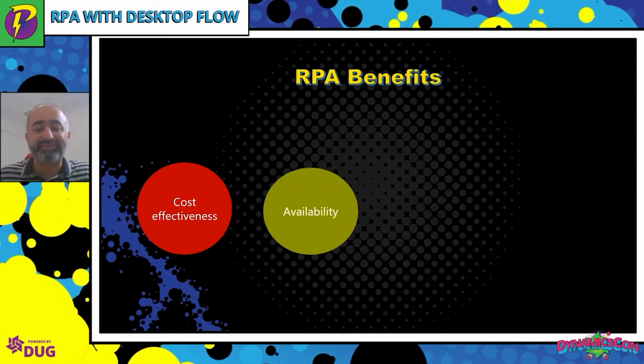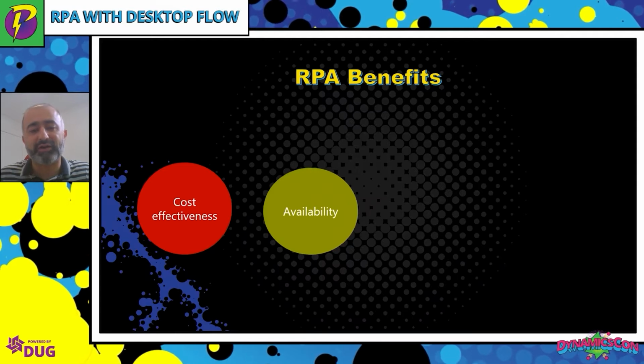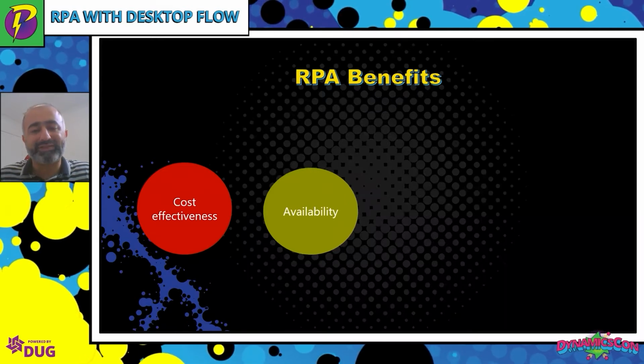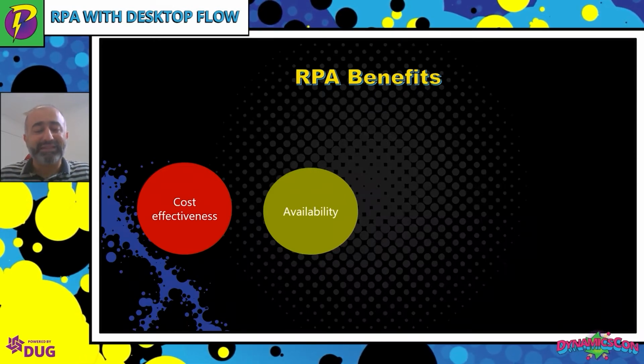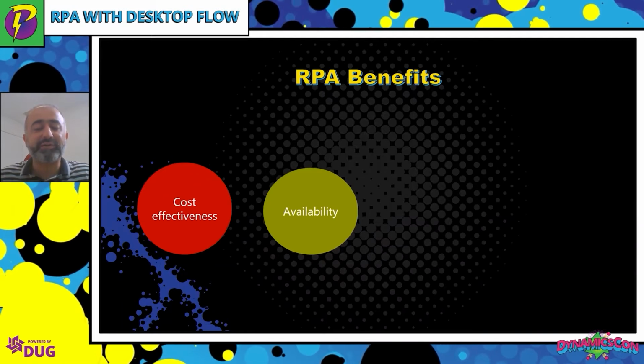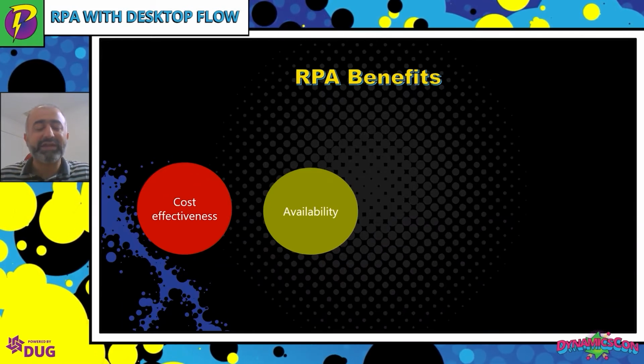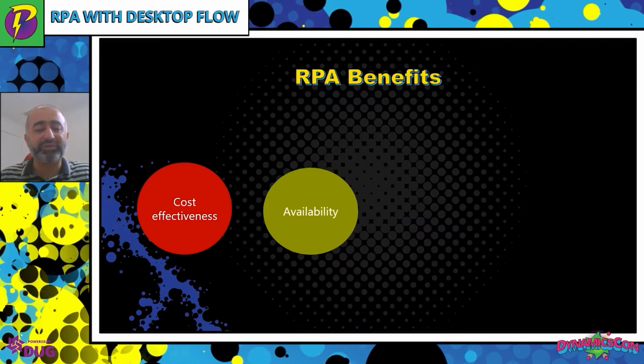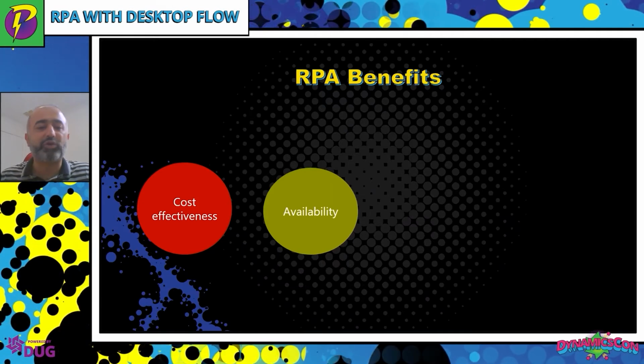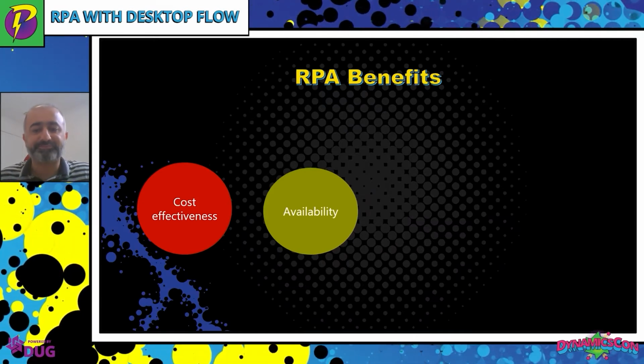Another benefit is availability. RPA bots are available 24 by 7, and since RPA bots can be triggered even without human interaction, it means even if the system is locked, an RPA bot can execute and do its work.